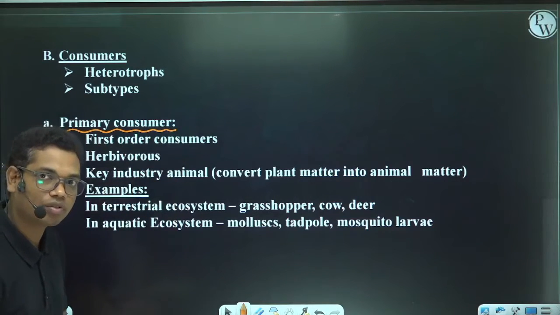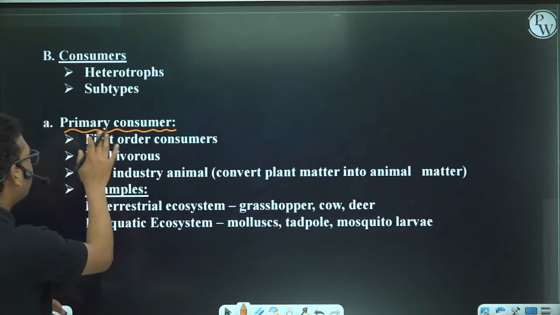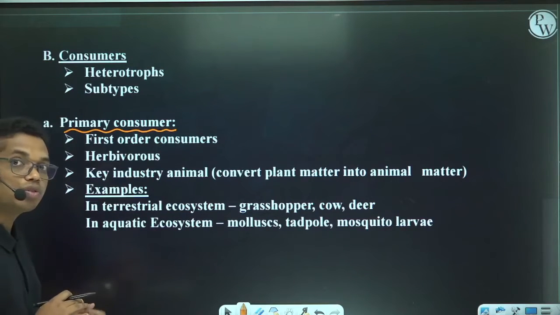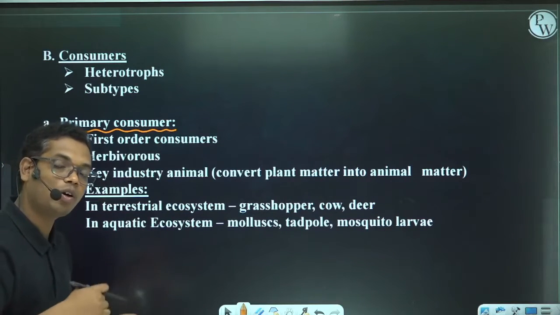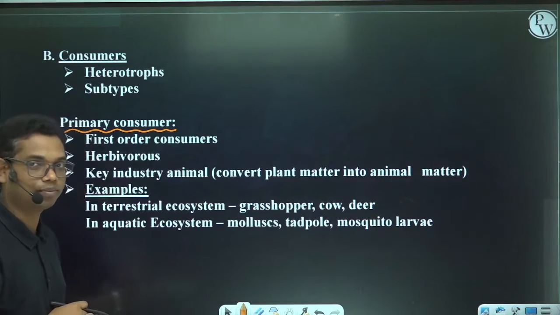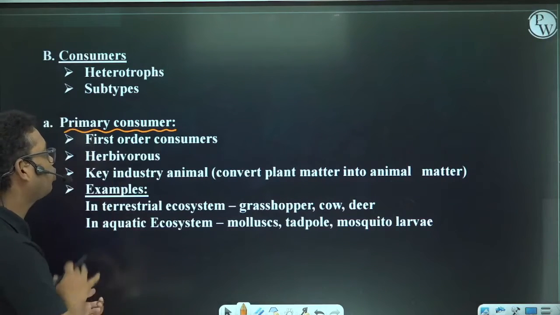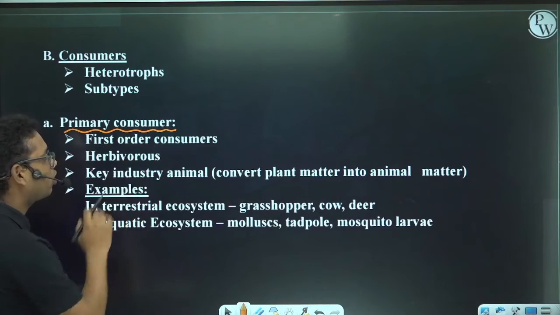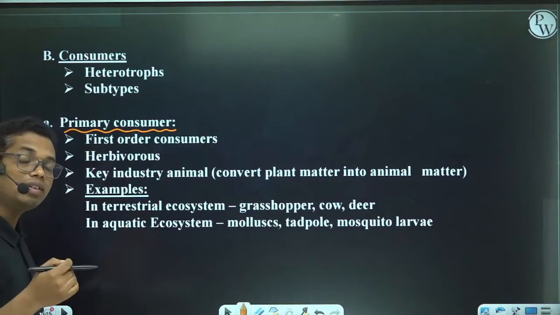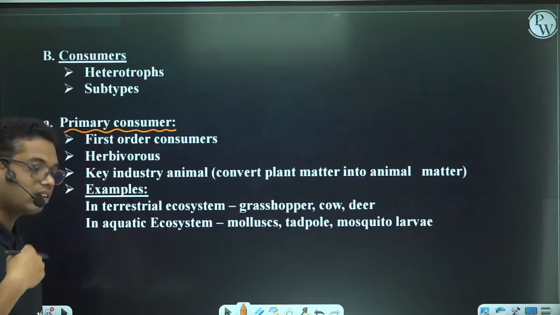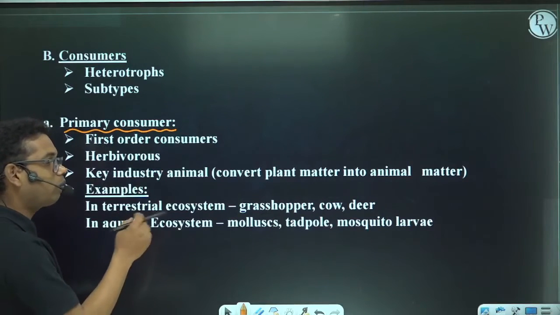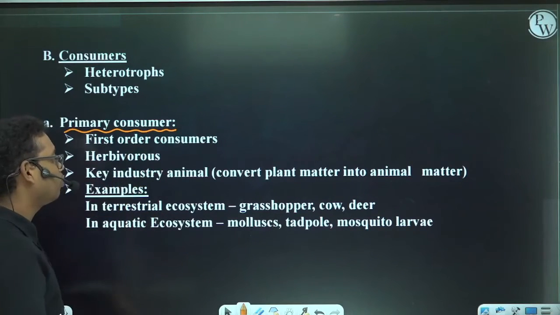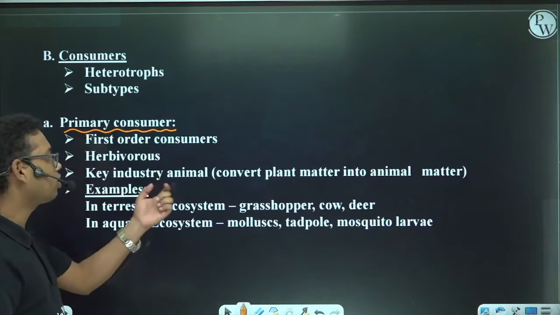So what do you mean by primary consumer? Those organisms which depend on the producers directly are called primary consumers. They are also called first order consumers. Because they derive their nourishment from the plant or plant products, they are called herbivores, and they are called key industry animals.